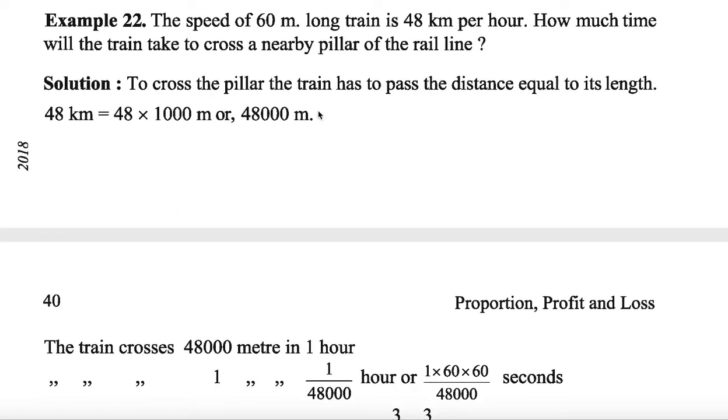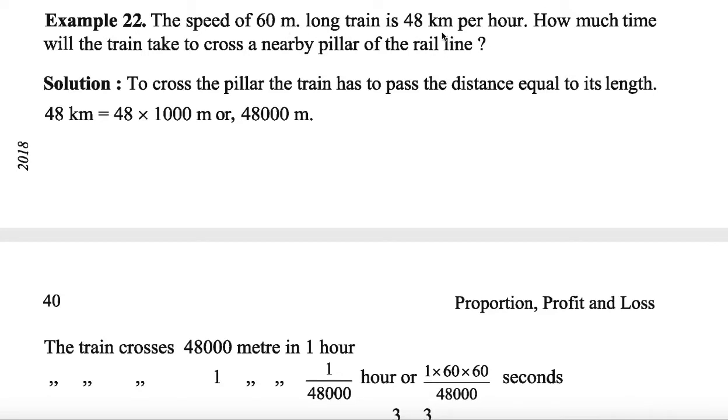In the given question at least, the speed of a 60-meter long train is 40 kmph. How much time will the train take to cross a nearby pillar of the rail line? A nearby pillar means it is of negligible length compared to the length of the train, so you just assume it as a point. Now if the train has to cross the point, the train has to cross its own length. So this is the distance, the length of the train, that is 60 meter in this case.